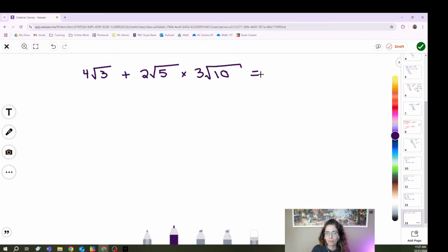Okay, what's my factor tree look like? Okay, and so then what happens? So we have a pair of 5s. What do I do with that pair of 5s? Okay, and so 5 times 6 is? Good, and what's left is the root 2.